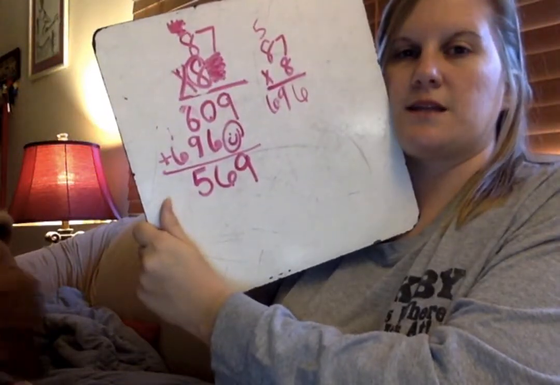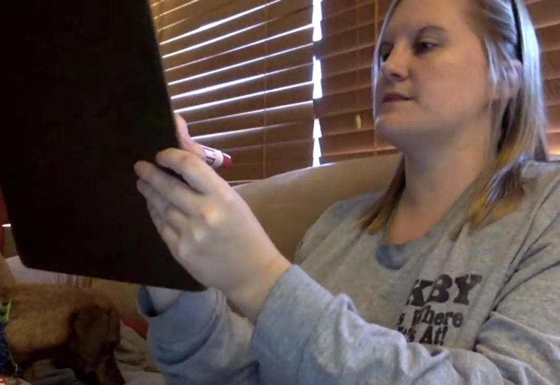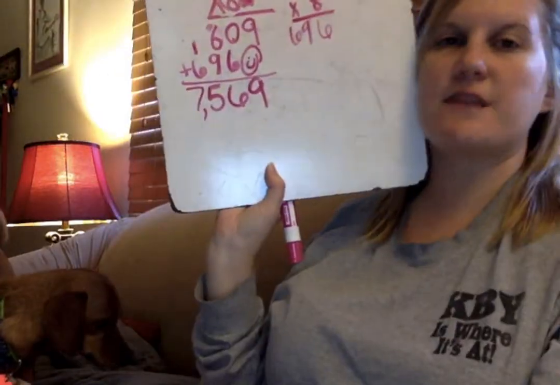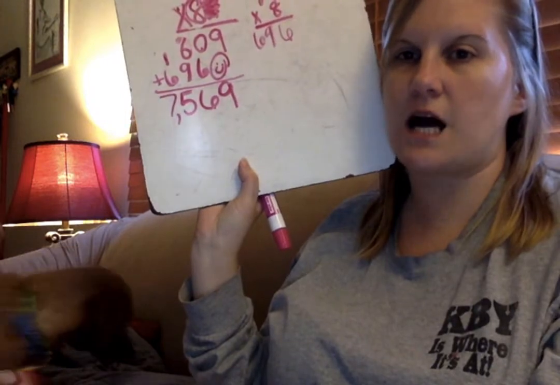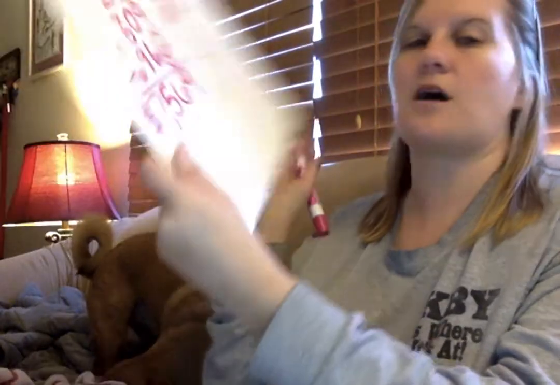6 plus 9 is a sum of 15. So the 5 goes in the hundreds and the 1 goes in the thousands. 1 plus 6 is a sum of 7. So there should be 7,569. It's asking how much, so that would be dollars. So I need the dollar sign in the front.